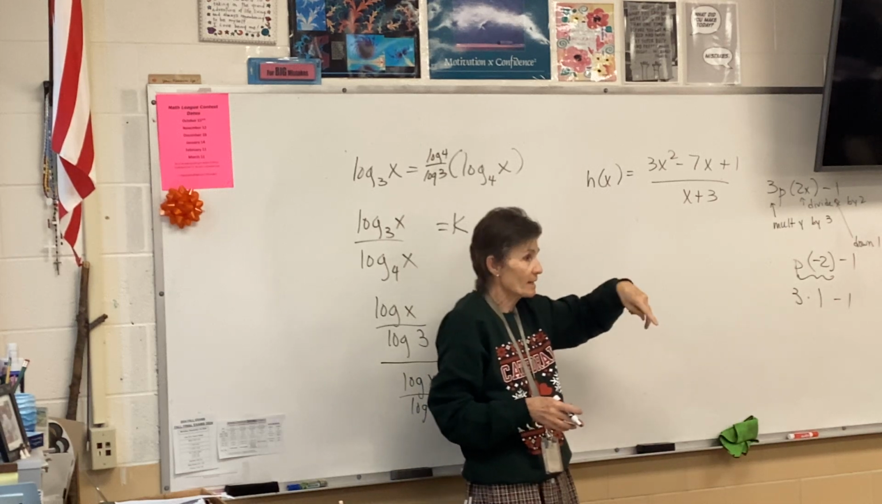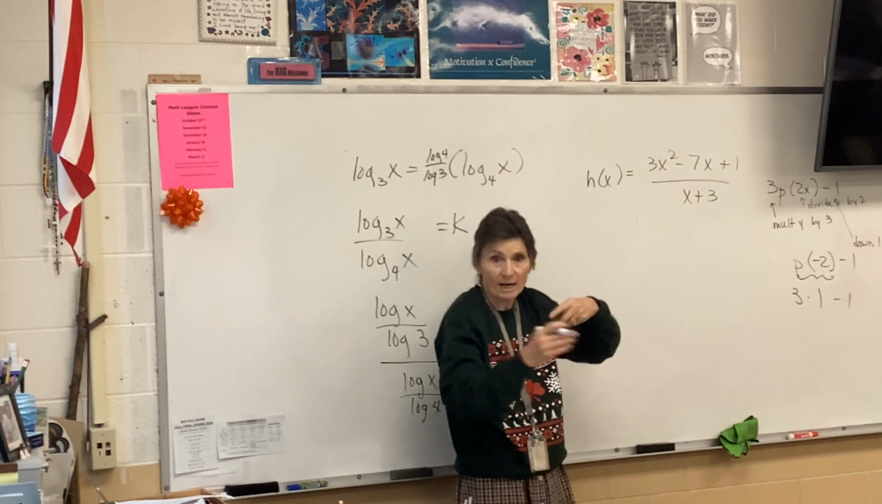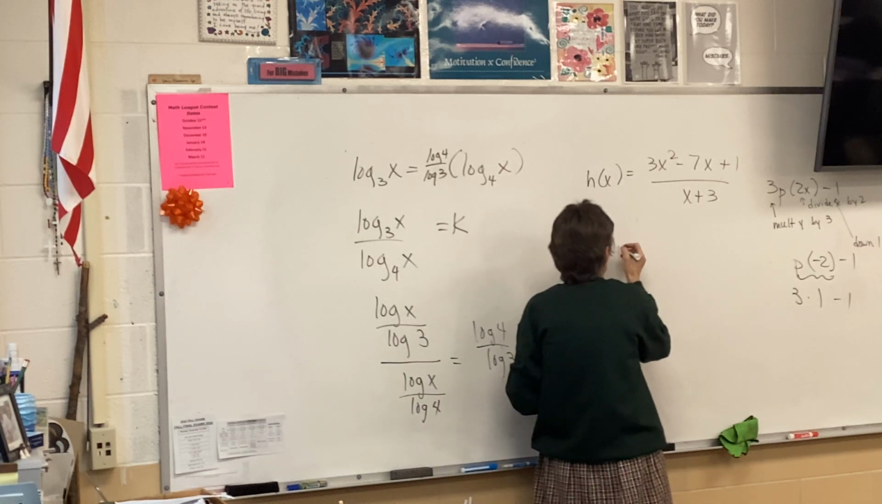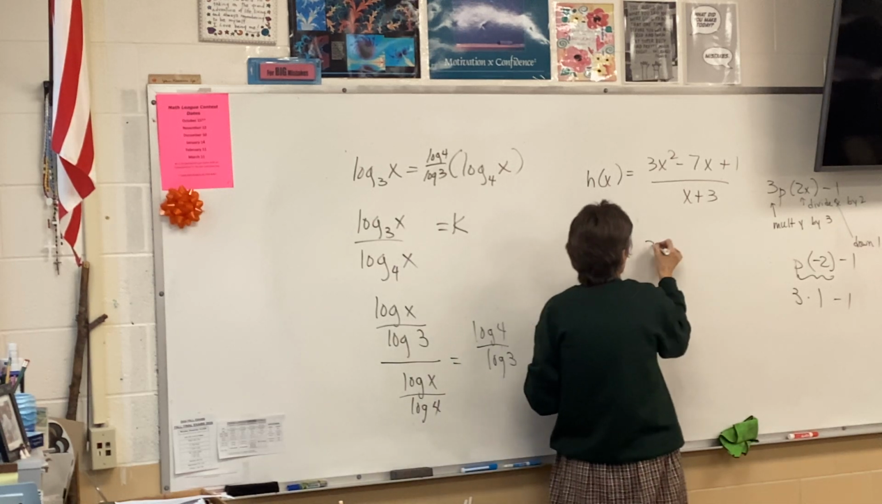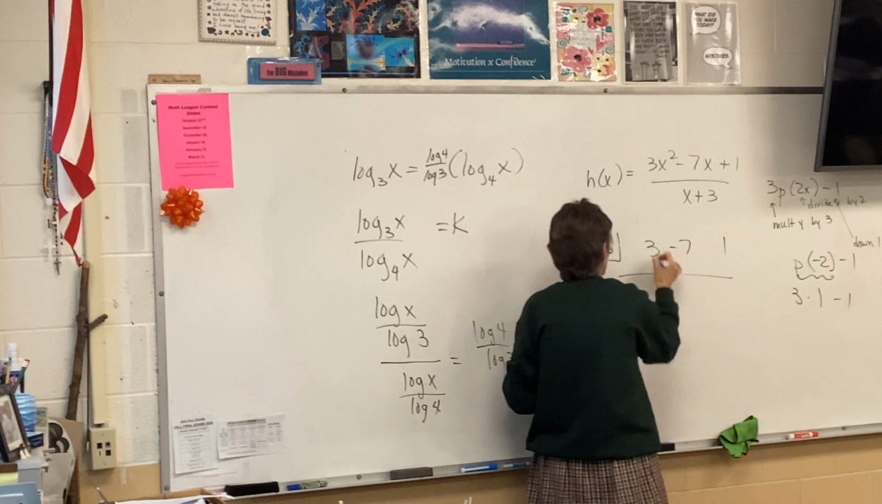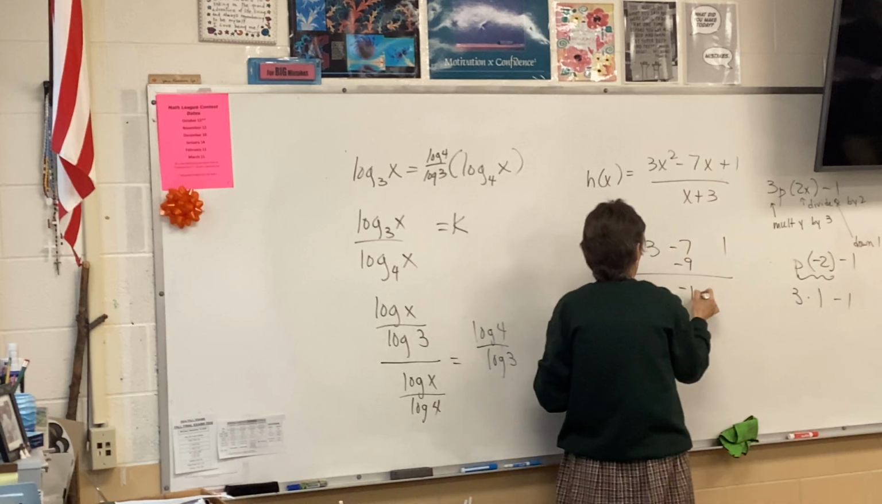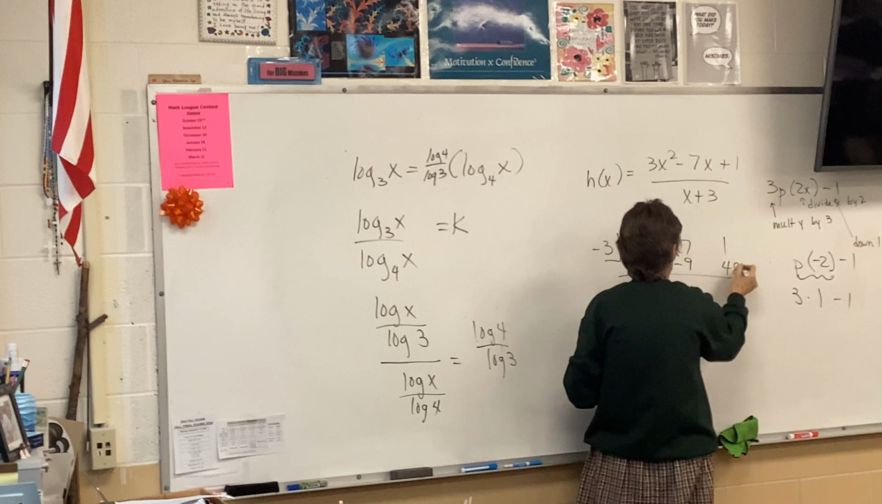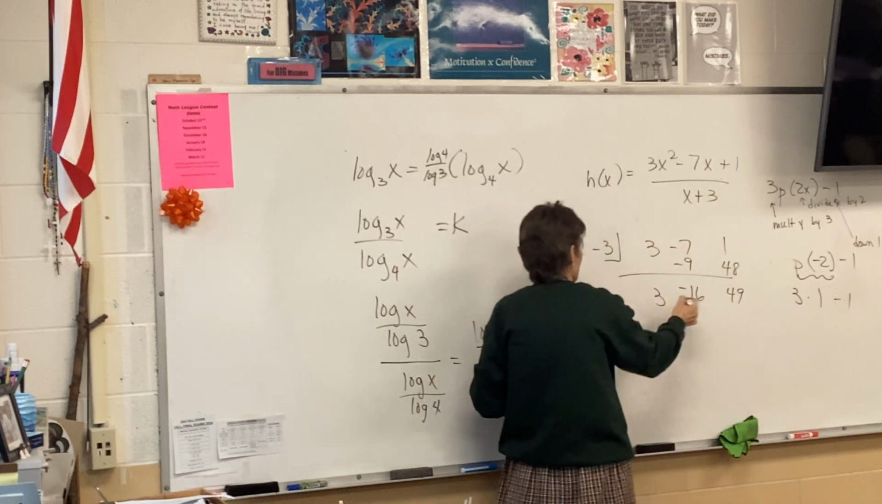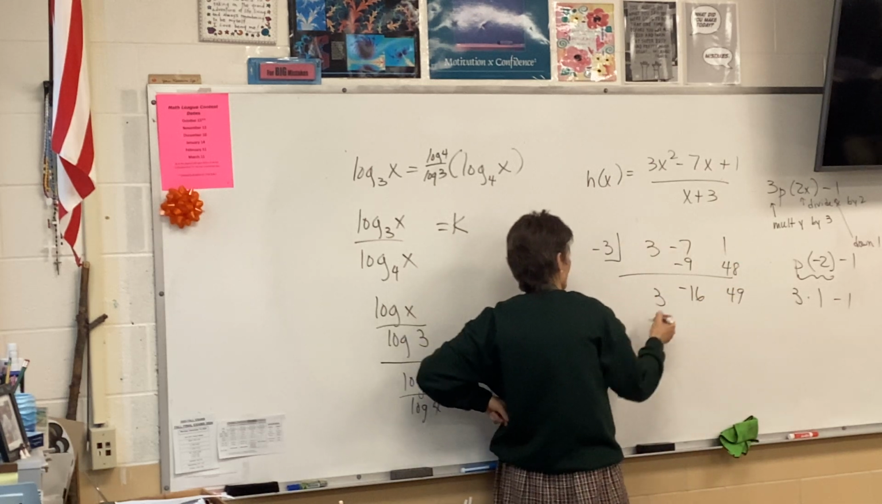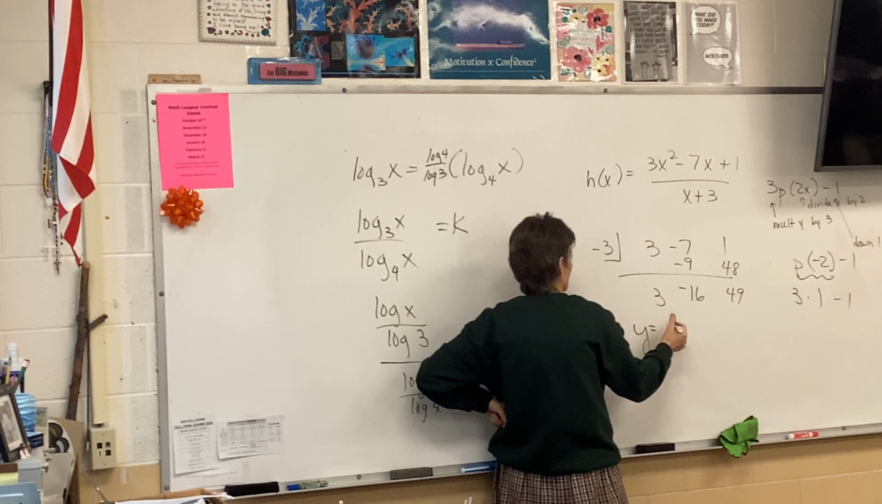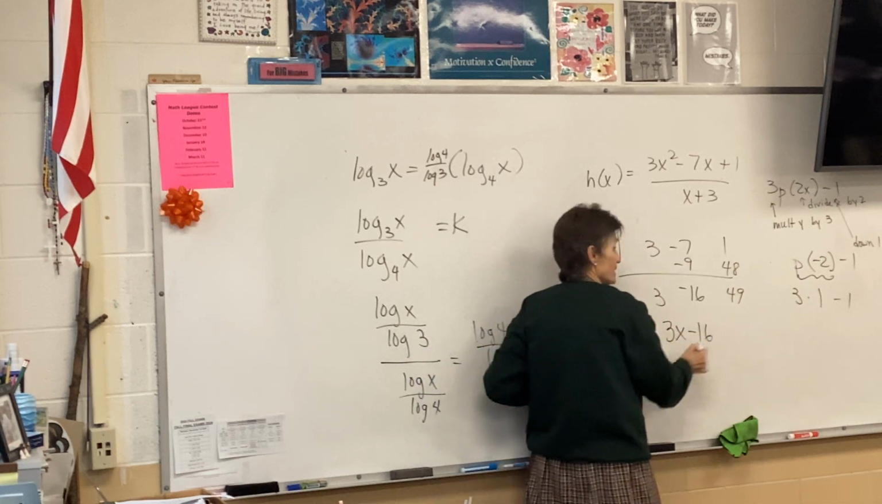And how do we find the slant asymptote? We divide. So we'll put -3 out here and then 3, -7, 1. So what is this? This is my slant asymptote. What's it going to be? Y equals 3x minus 16.